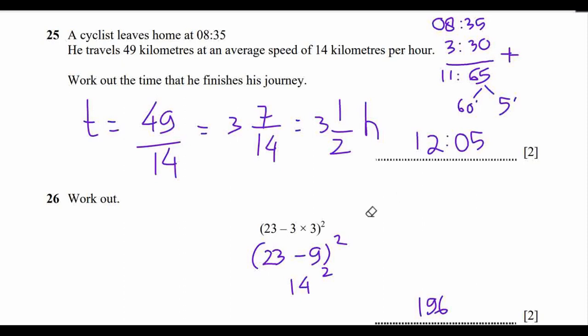Now question 26 is a bonus, as the answer is revealed. So work out 23 minus 3 times 3 squared. We settle the bracket first, the numbers. So 23. Multiplication is the first priority, so we do minus 3 times 3, which is minus 9. So 23 minus 9 is 14. 14 squared is 196.